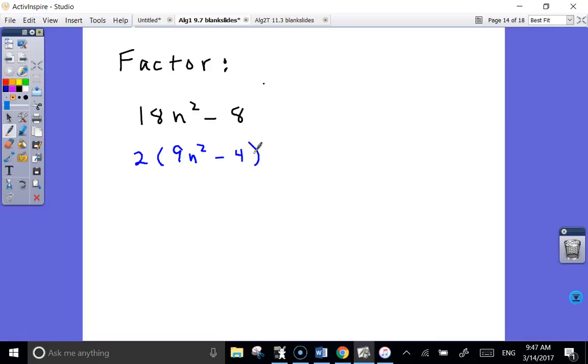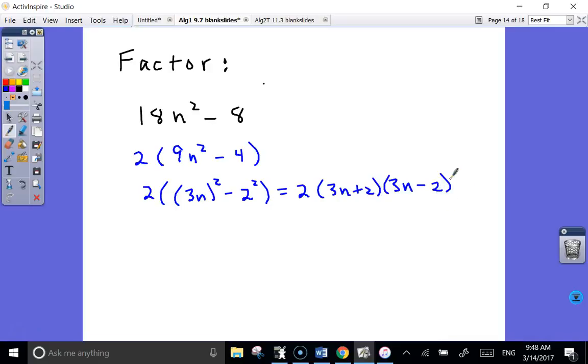Yeah, I mean 9 and 4 are both perfect squares, so this thing should factor like a difference of squares. Right, so remember this is 2 times (3n) squared minus 2 squared. And by the formula, it should be 3n plus 2, 3n minus 2. Got it.